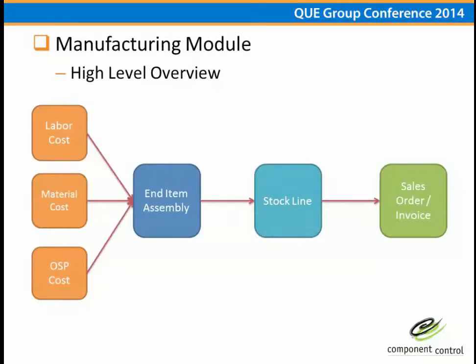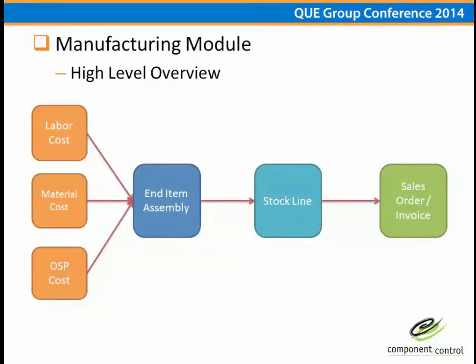The difference between manufacturing and shop control is that in manufacturing, we start out with nothing, and we're going to create something. We're going to create a stock line at the end of the day. What manufacturing will do is it takes your labor cost, your material cost, any outside process cost, any charges that might occur in the manufacturing of that end item, and it rolls all of that cost essentially up into the end item assembly. Once we create that end item assembly, we commonly call that building the end item assembly. It creates a stock line in Quantum.